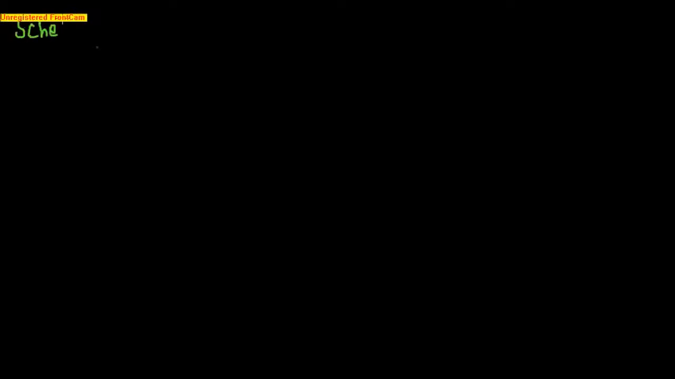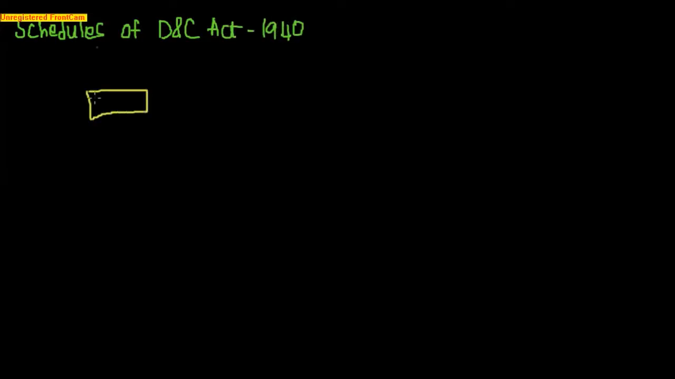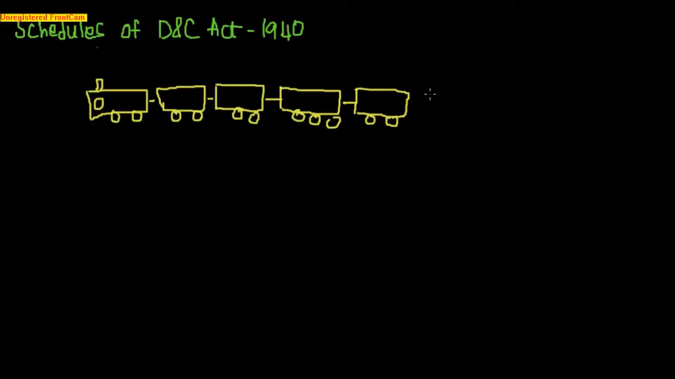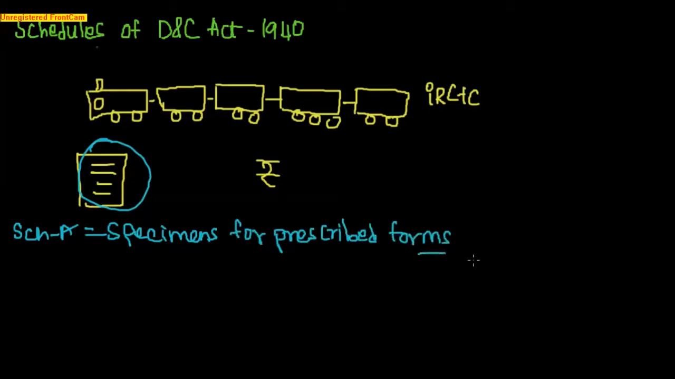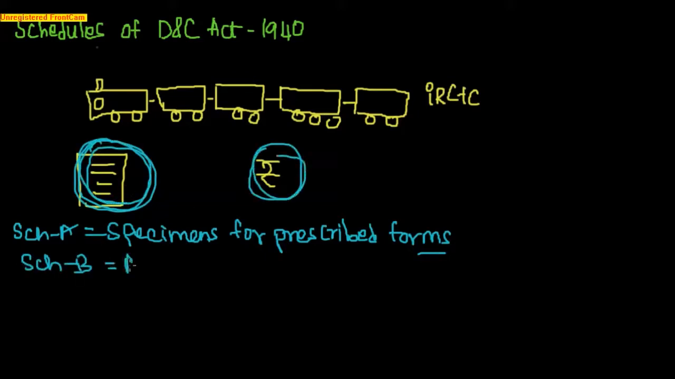This video has mnemonics for schedules of the DNC Act 1940. When you want to reserve a seat in a train, you'll go to IRCTC where you'll do a couple of things. The first thing you'll do is fill up a form and then pay some money. So schedule A is the first thing you do, that is filling up a form. It has specimens for prescribed forms. And then schedule B is the second thing you do, that is paying money. So it's about money, that is rates charged by CDL.